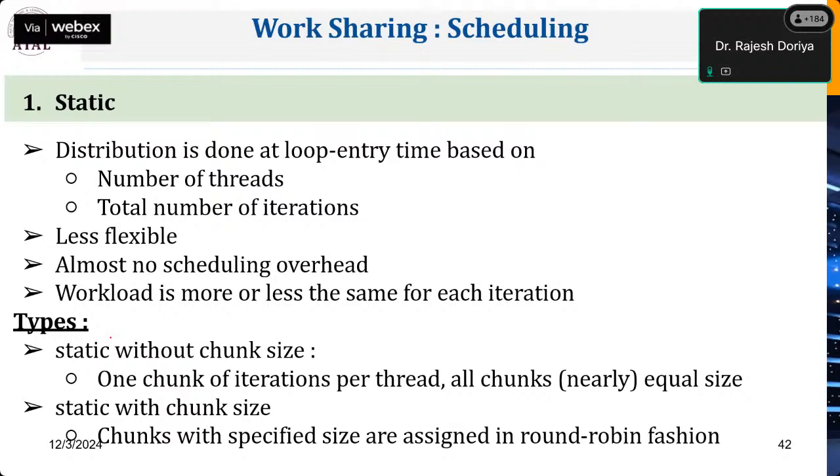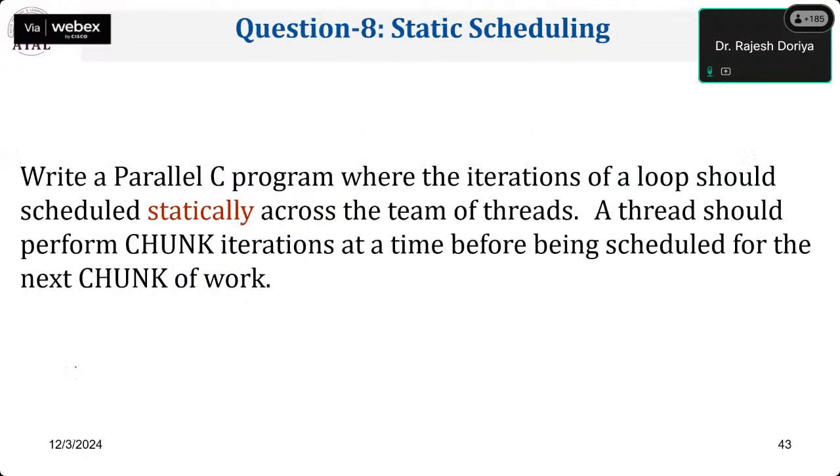So the first one is static, and in this case the distribution is going to be done at the loop entry time, based upon how many threads we have and what the total number of iterations is. It is going to be less flexible, and almost no scheduling overhead is required, and the workload is more or less the same for each and every iteration. If we talk about the types, the first type is static without chunk size, and the second is static with chunk size. So let us try to understand what we exactly mean by these scheduling strategies.